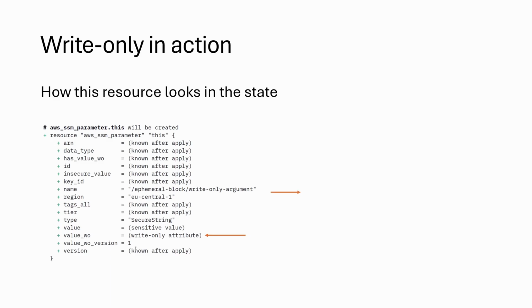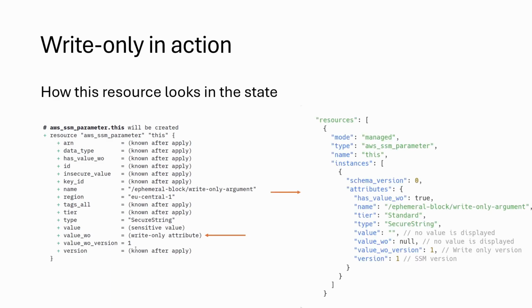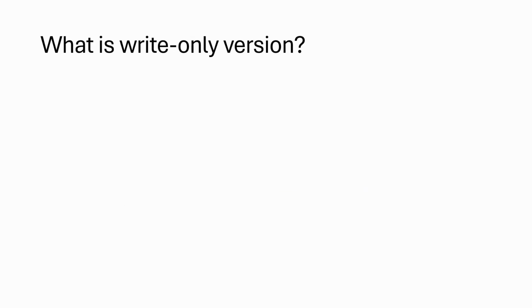And in the state, as you can see, there is no value declaration. So the value is not displayed, and the value write-only is replaced with null. The only thing that we can get from this state is something called write-only version. And the version below it is the version of an SSM parameter. So what is a write-only version, you ask?